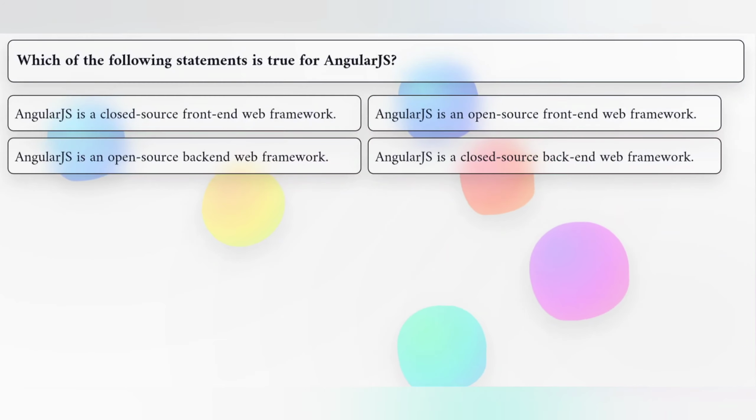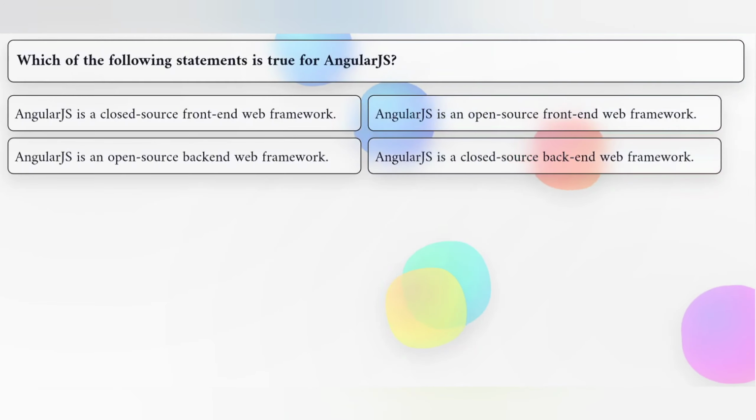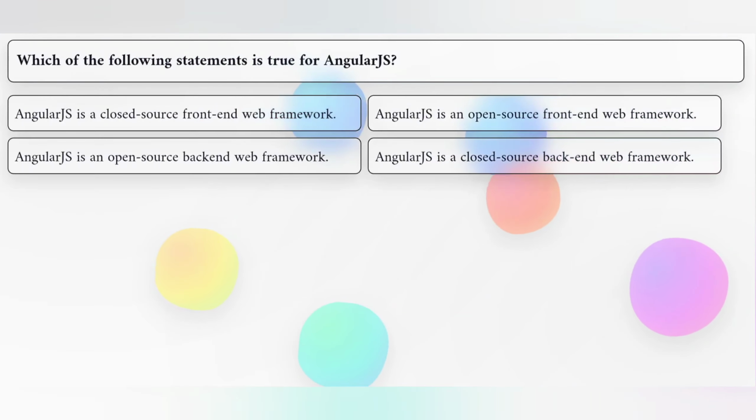Which of the following statements is true for AngularJS? AngularJS is a closed-source front-end web framework. AngularJS is an open-source front-end web framework. AngularJS is an open-source back-end web framework. AngularJS is a closed-source back-end web framework.